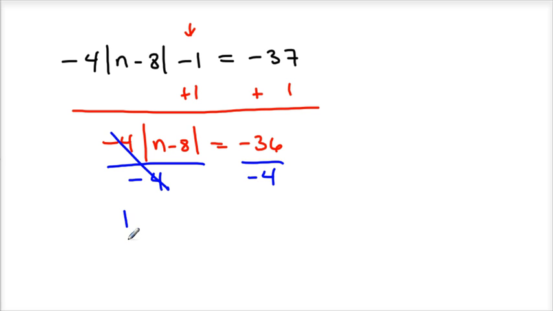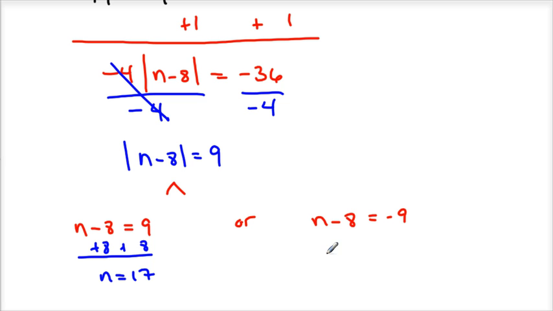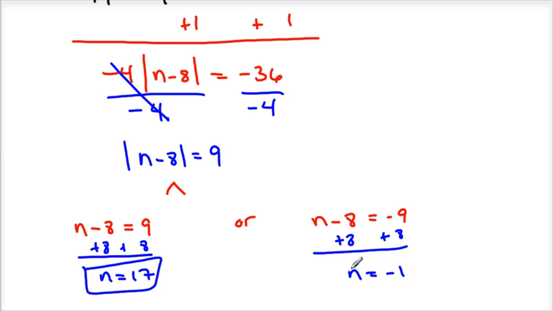My -4's go away, and I'm left with the absolute value of n minus 8 is equal to -36 divided by -4, which is 9. Now once I'm here at this step, I can separate the two and have my two different equations. So I have n minus 8 is equal to 9, or n minus 8 should equal -9. Solving for both sides, here we see n equals 17. Adding 8 to both sides here, we see that n is equal to -1. And these are our two solutions.